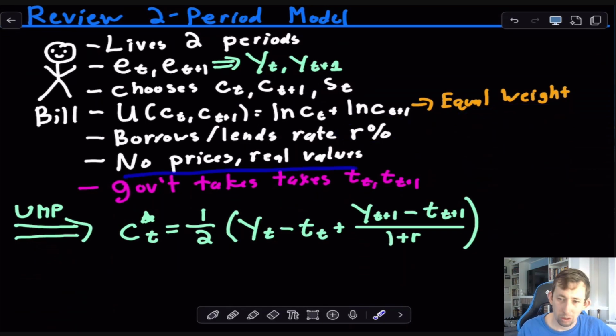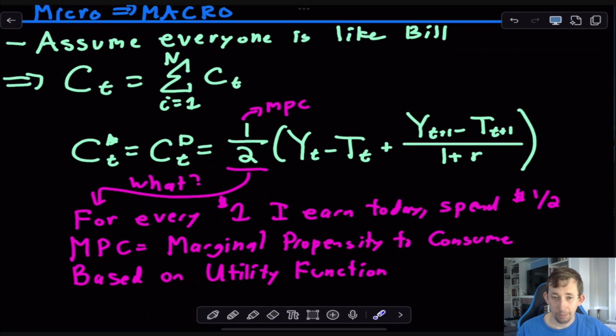There's no prices here. We're talking about coconuts. And the government has some taxes. They're going to take taxes today and taxes tomorrow. We showed in that last video using the utility maximization problem that the amount of coconuts that Bill wants to consume today is 1/2 times the present value of his lifetime income net of taxes. So if we want to make this a macro model instead of a micro model, we're just going to say, well, we used to have one Bill and now we're going to have millions and millions of Bills, but everyone is just like Bill. So consumption today in terms of everyone is just going to be the sum of everyone's individual consumption, which means that the demand for consumption is just 1/2 times the present value of lifetime income.